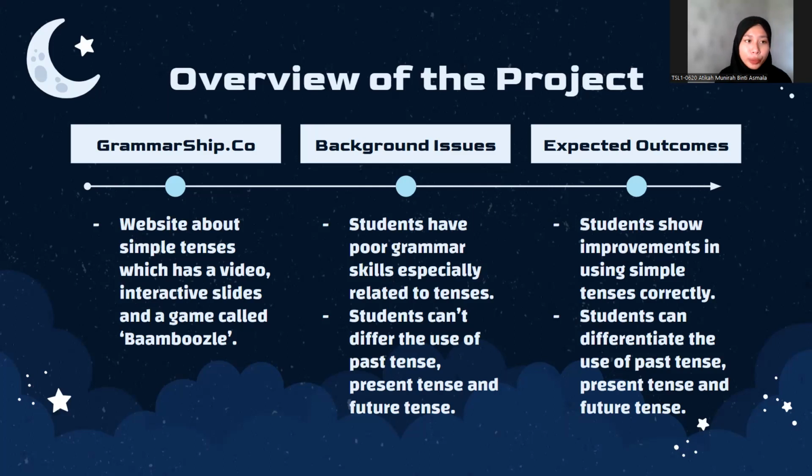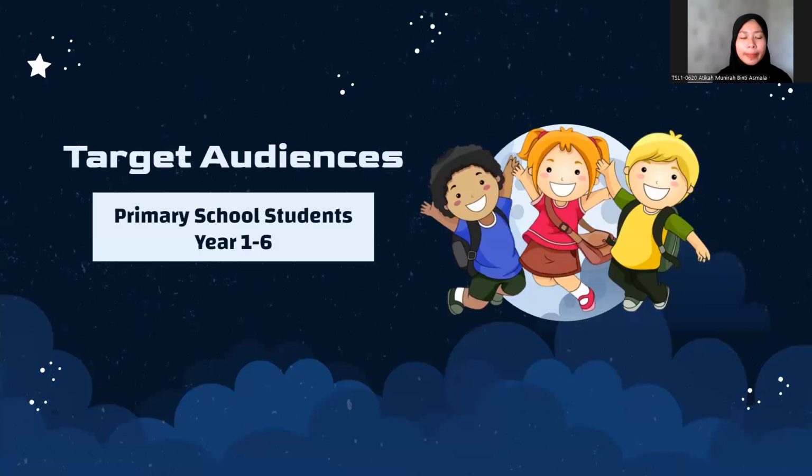The background issues are that students have poor grammar skills, especially related to tenses, and students can't differentiate the use of past tense, present tense, and future tense. The expected outcome of my project is that by the end of the project, the students will show improvements in using simple tenses correctly, and also differentiate the use of past tense, present tense, and future tense. The target audience of my project is primary school students from year 1 to year 6.